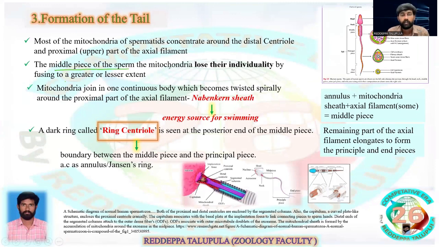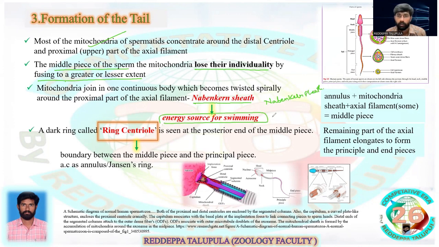In the middle piece of the sperm, the mitochondria lost their individuality by fusing to a greater or lesser extent. That means whatever mitochondria are present around the DC and the proximal part of the AF, they lost their individuality and combined into a large sheath. That sheath is nothing but the Nebenkern sheath, which acts as the energy source for swimming of the sperm.